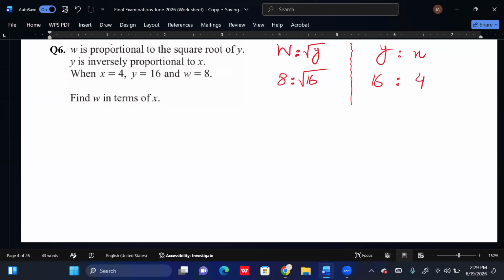Now, we need w in terms of x. First thing first, we will solve each proportion individually. Let's take the first one. In the first one, we have a direct proportion. In case of direct proportion, we always multiply in cross direction. We cross multiply. It means w will be multiplied by square root 16 and 8 multiplied by square root y. So w times 4 equals 8 square root y.